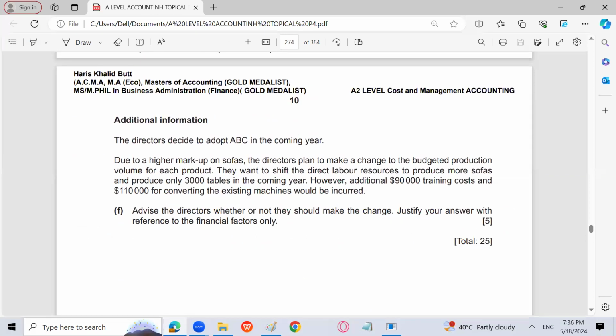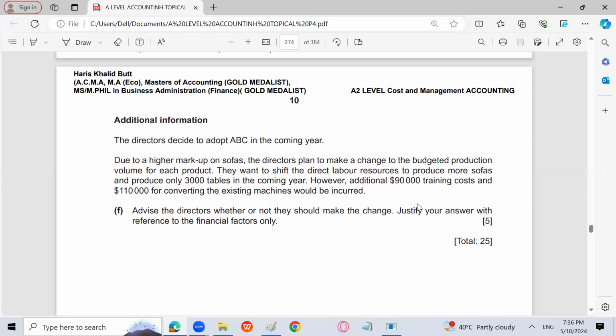Next, the director decided to adopt ABC in the coming year. Due to a higher markup on sofa, the director planned to make a change to the budgeted production volume for each product. What is happening? We are changing the volume of each product. They want to shift the direct labor resources to produce more sofas and produce only 3,000 tables in the coming year. However, an additional 90,000 training cost and 1,10,000 for converting the existing machine would be incurred. So the conversion cost of 1,10,000 fixed cost will increase and 90,000 of training cost will increase. So 2 lakh fixed cost has already been increased.